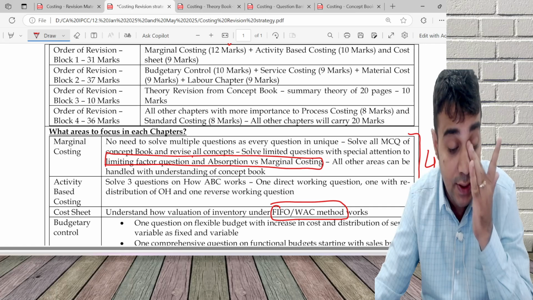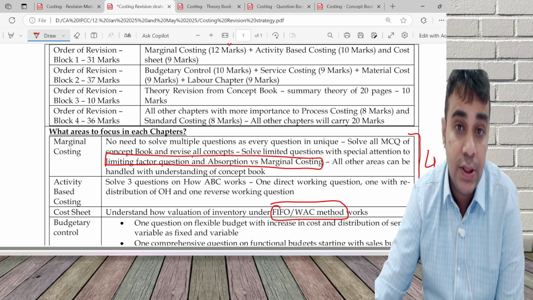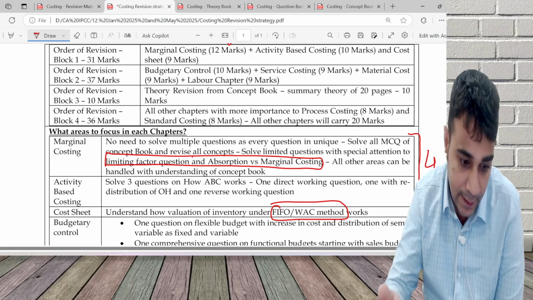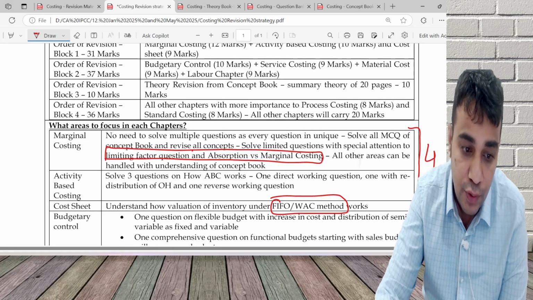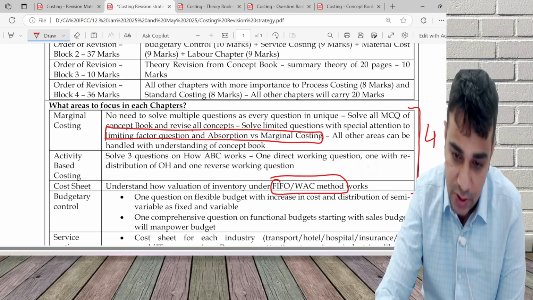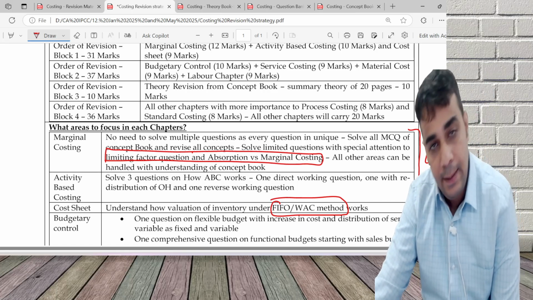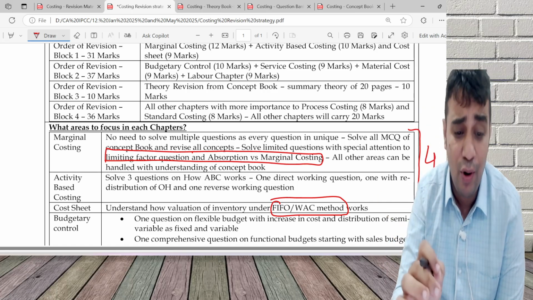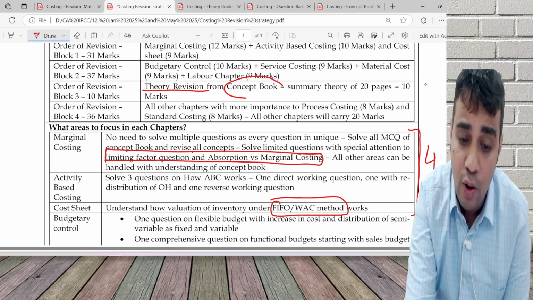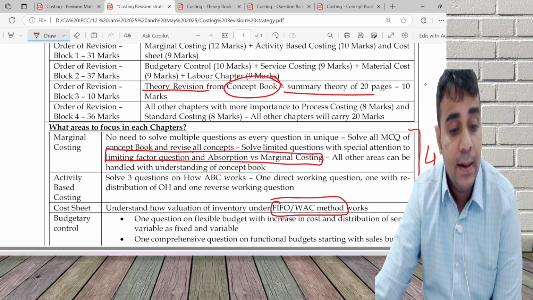Block one, the first three chapters, marginal costing, activity based costing, and cost sheet, completion can happen on the first day itself. The next day, when you start again, you are going to do block 2 and block 3 first. Block 2 has budgetary control, service costing, material costing, and labor chapter. And block 3 is where I want you to revise from my concept book summary theory.